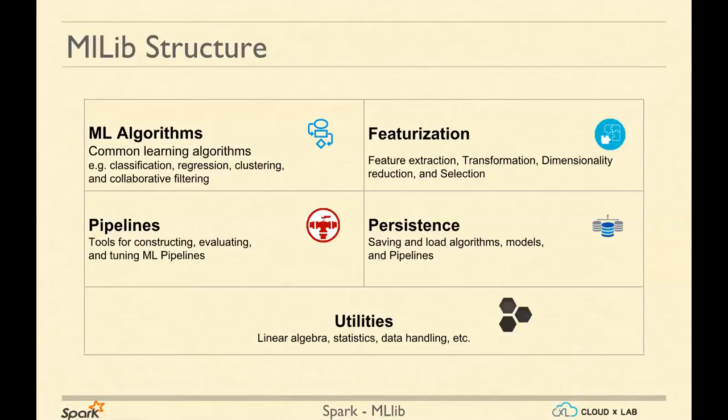Then we have the fourth package called persistence. Persistence provides a way to load and save models as well as data. The fifth part is utilities. Utilities are general foundational utilities such as linear algebra, statistics, data handling, etc.